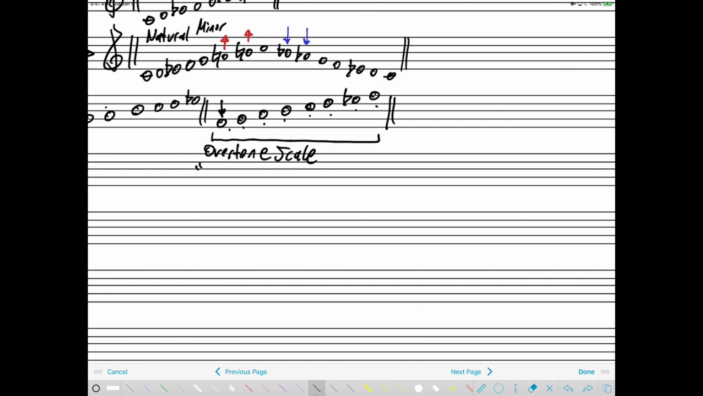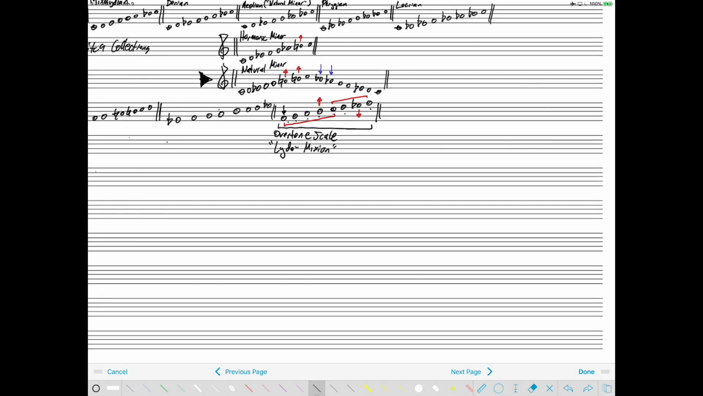This is also sometimes known as the Lydian-Mixolydian scale, because the bottom part of it sounds like a Lydian scale, while the top part of it sounds like a Mixolydian scale. We have this raised 4th scale degree, but this lowered 7th scale degree. So we sort of combine those two. So if you hear someone talking about the overtone scale or the Lydian-Mixolydian scale, that's what they're referring to.